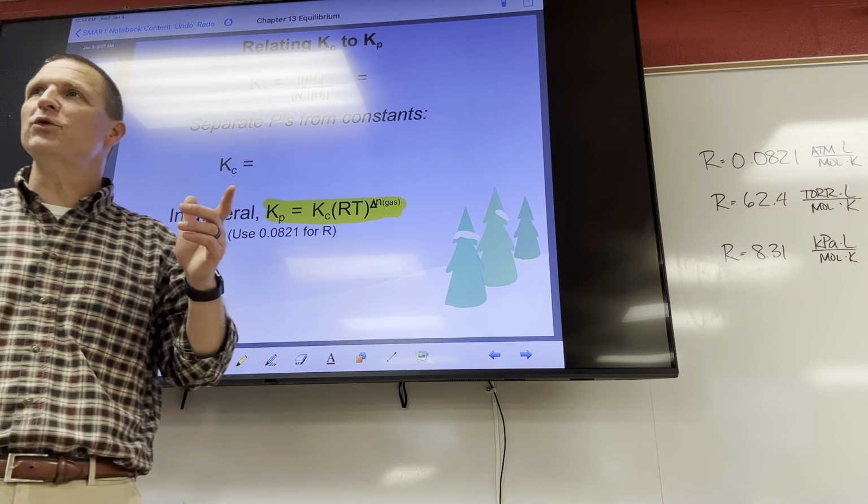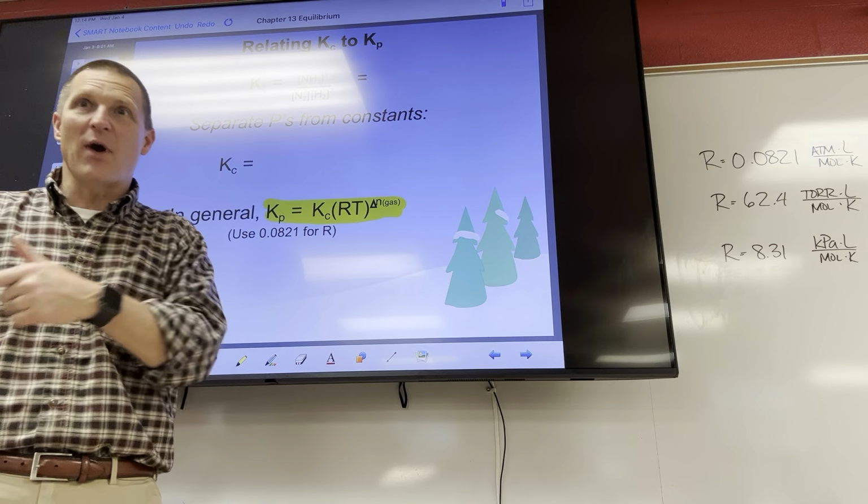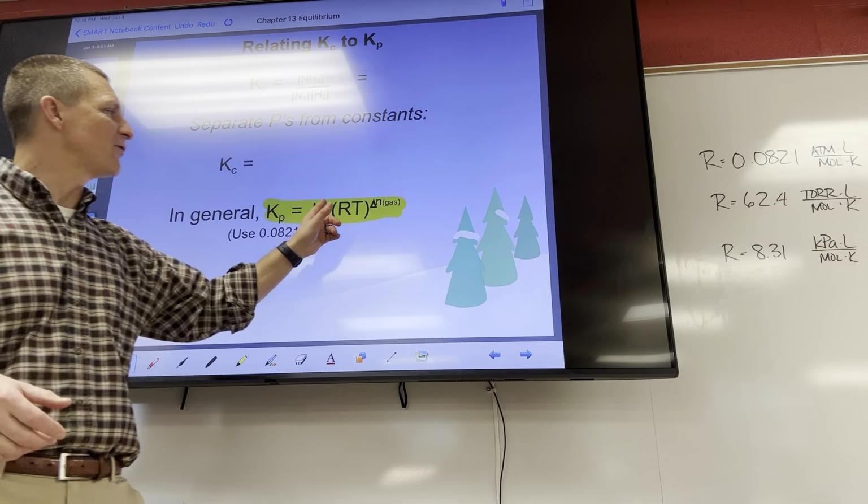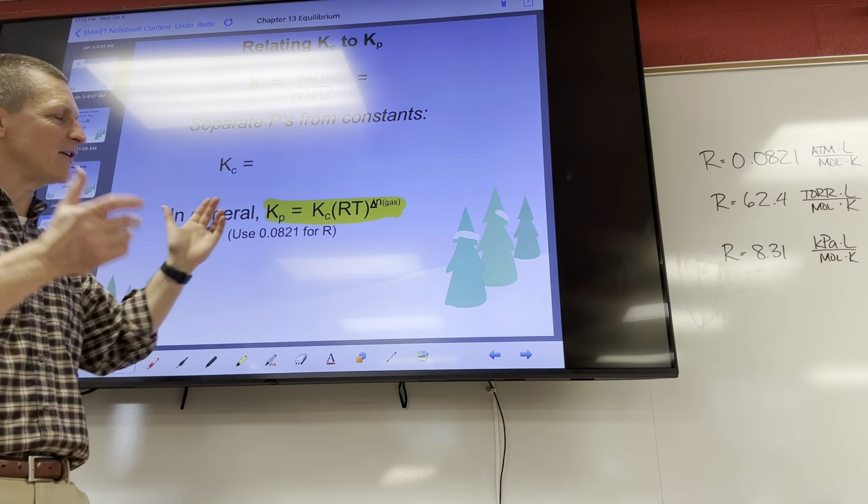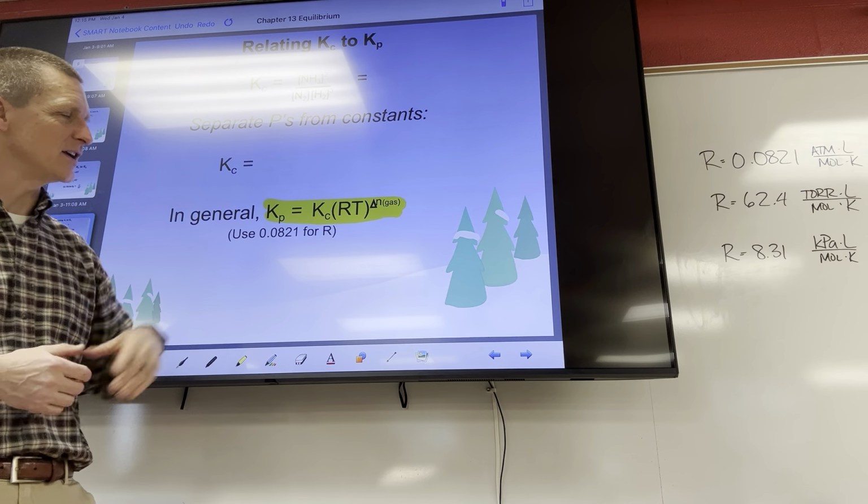But if for some reason you needed one of the K's but you have the other, then we can get from one to the other using this. And I derived that from the ideal gas law. That's why the R and T are in there.